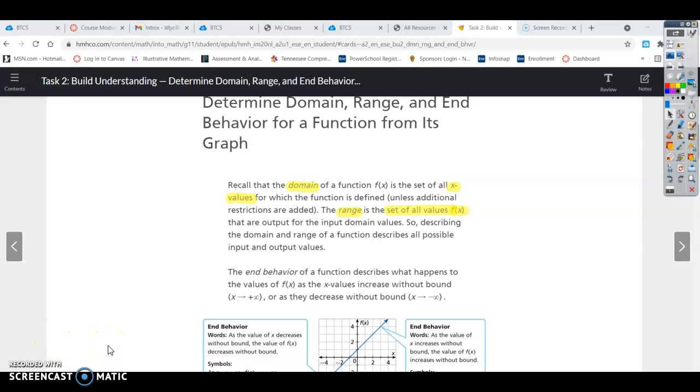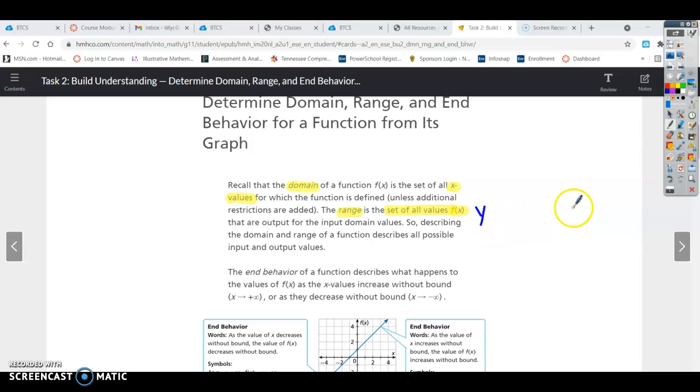Hey guys, we're going to continue in lesson 1.1 on determining domain, range, and end behavior. Recall that the domain is the set of all your x values, and your range is the set of all f of x, which most of you know as your y values. So the domain and range is your set of input and output values.